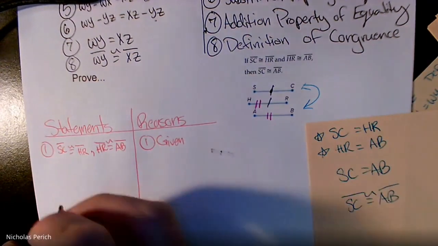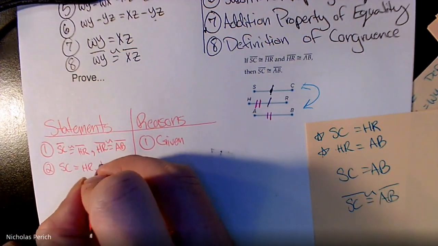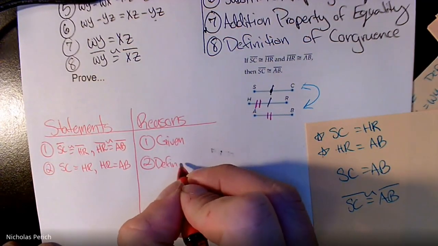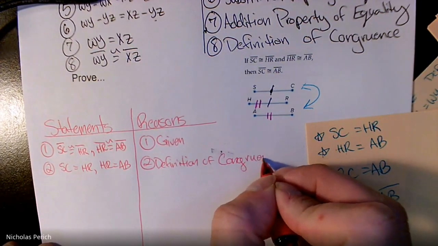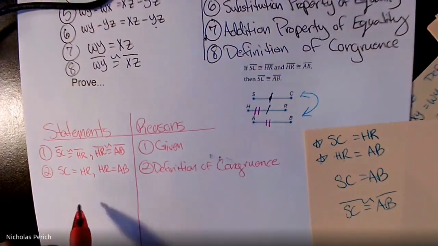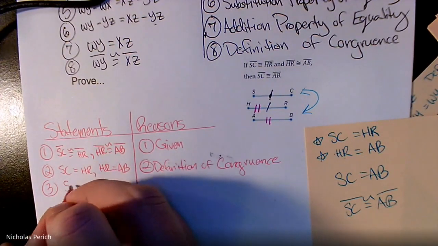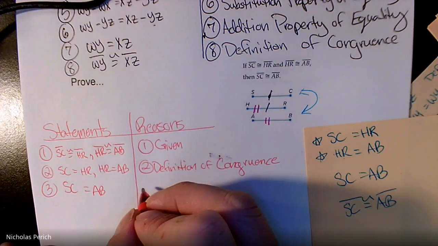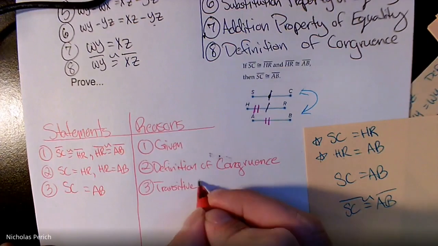What I wrote out here first is, well, that just means that SC equals HR and HR equals AB, and that's because of the definition of congruence. The definition of congruence, sing it with me, definition of congruence. It tells us that segments are equal. If SC equals HR and HR equals AB, that's the transitive property. Thank you. So I can now say SC equals AB. And then I said scab, and then I laughed. What did I say? Transitive property.